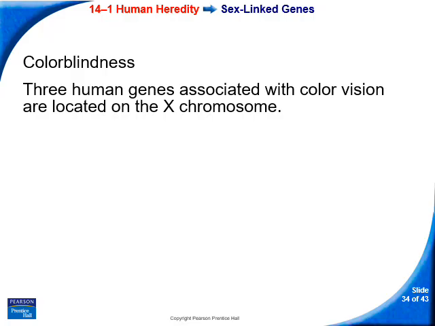Color blindness. I'm pretty sure color blindness is one of the things you are going to have in your final exam. There are 3 human genes associated with color vision, and they are located on the X chromosome. So if you are colorblind, whether you are male or female, just know that it has been transferred to you by your mother.